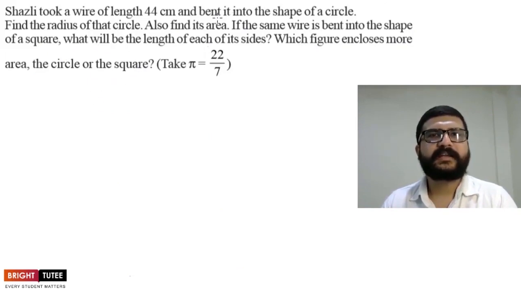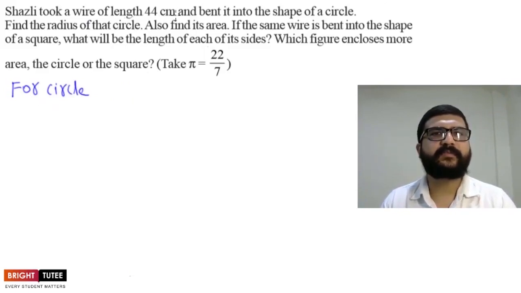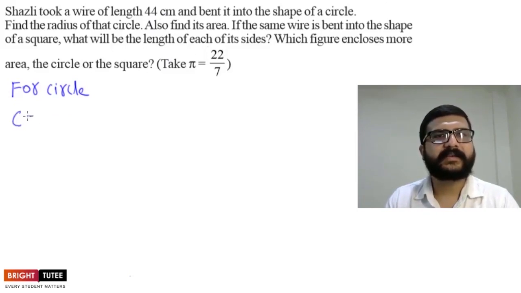So first of all, let's find for circle. Let's find radius of the circle and then we will find area of the circle. Now length of the wire is 44 centimeters. It means circumference of the circle is 44 centimeters, because this wire only is bent into a shape of a circle. So the distance around the circular region will be 44 centimeters, which is the length of the wire. So it means we are having circumference is equal to 44 centimeters.